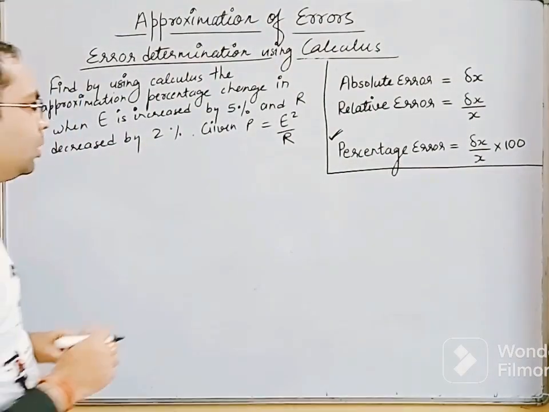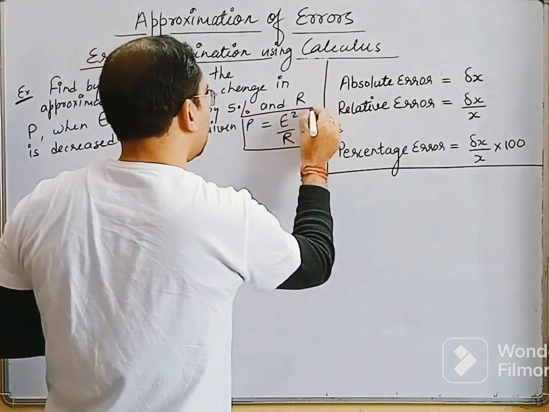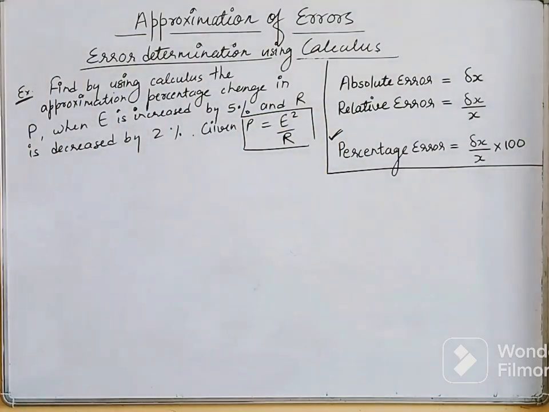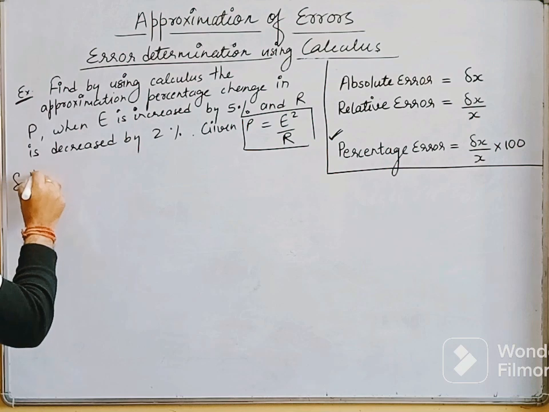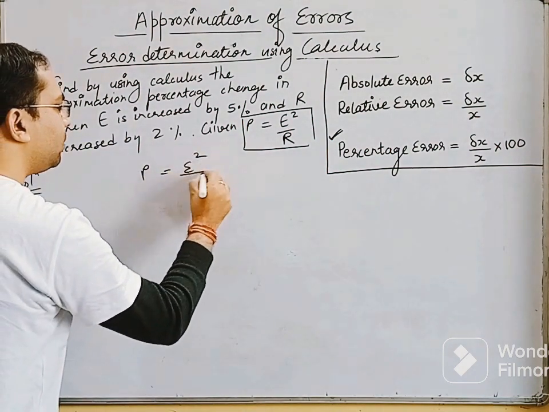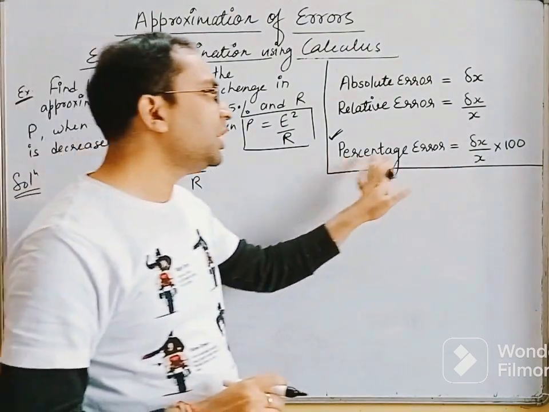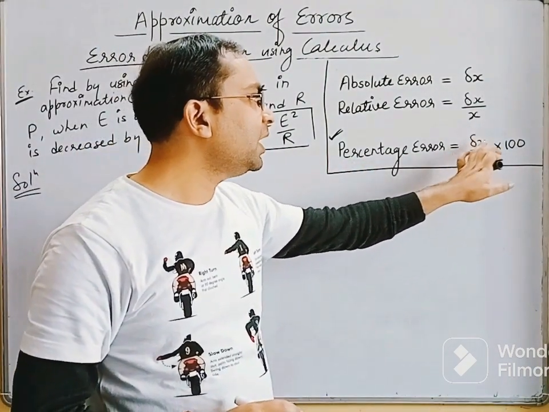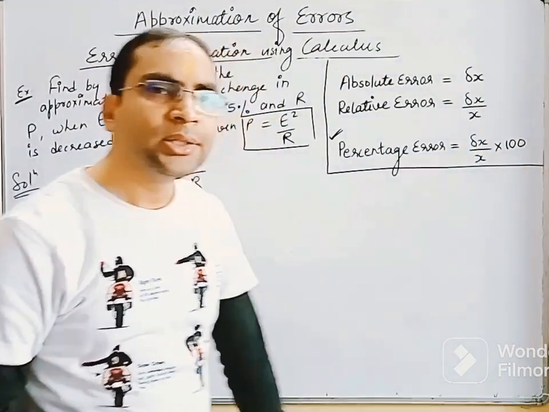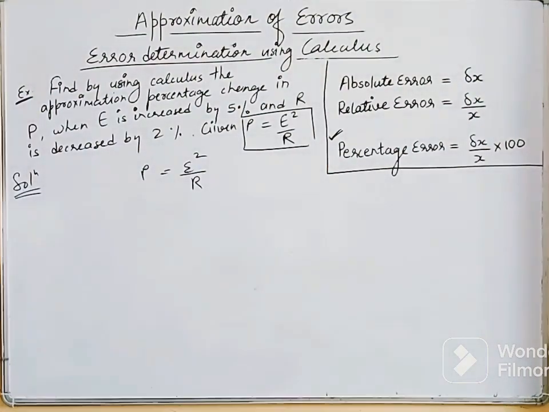So as we all know, this is the formula for the power. So we will start with this formula. Let's have the solution of this. So P is equal to E square upon R. We need to convert this formula into percentage error, which means in the form of del x upon x into 100, just to introduce this 5% increase and this 2% decrease. For that, we will take log on both the sides.